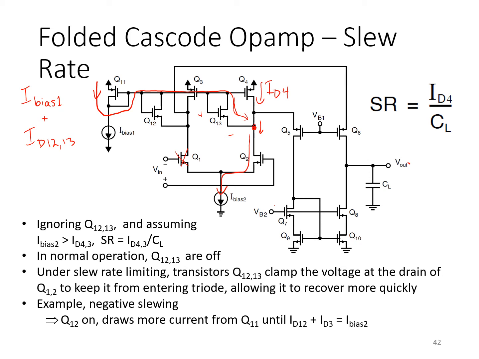So that extra current flowing through Q11 then gets mirrored over to Q4 because the current ID4 is just a mirrored version of ID 11. And that has a secondary benefit of temporarily increasing ID4, which actually boosts the slew rate and can boost it significantly. So now you know what these transistors Q12 and Q13 are there primarily to do: improve the op-amp's performance in slew rate limiting.